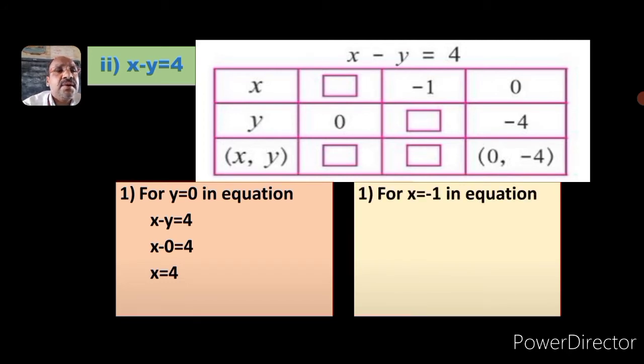And the second one, for x is equal to minus 1 in the equation x minus y is equal to 4, when we put the value of x as minus 1, then the equation becomes minus 1 minus y is equal to 4, minus y is equal to 4 plus 1, that is minus y is equal to 5, that is y is equal to minus 5. Now we put these values in the table.